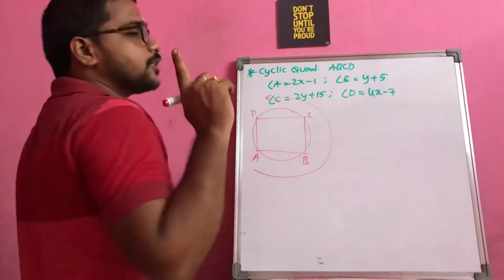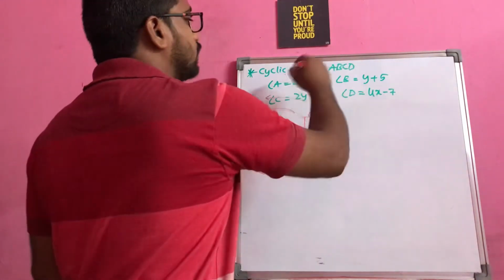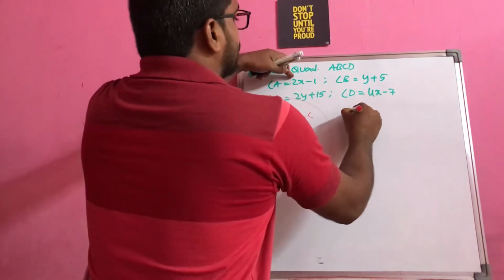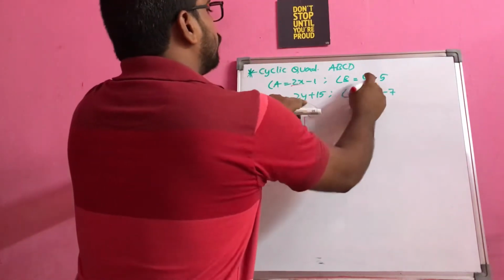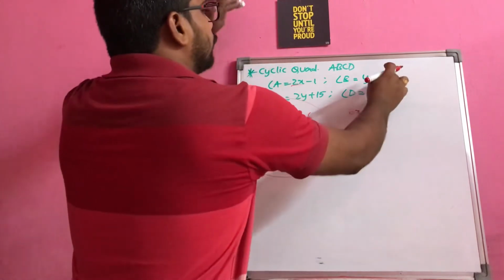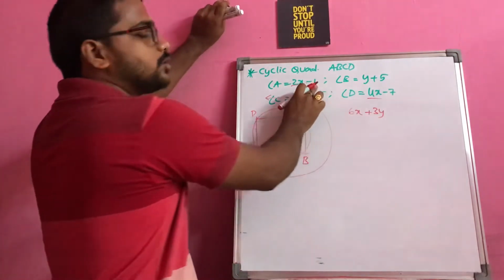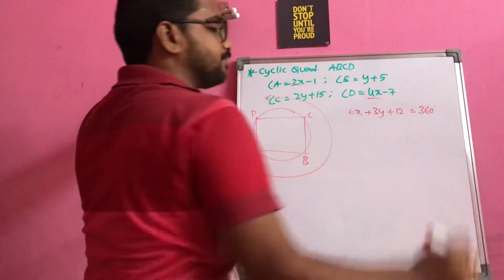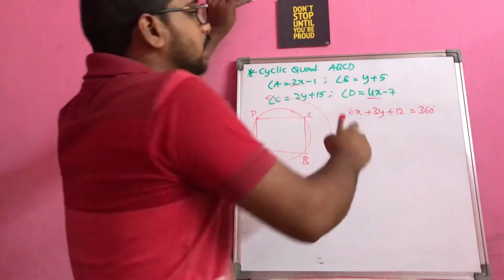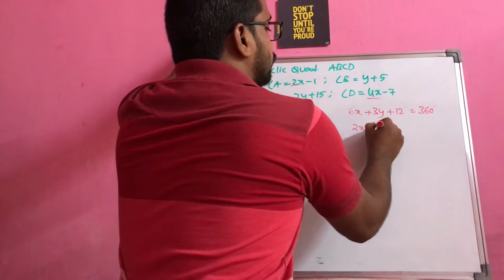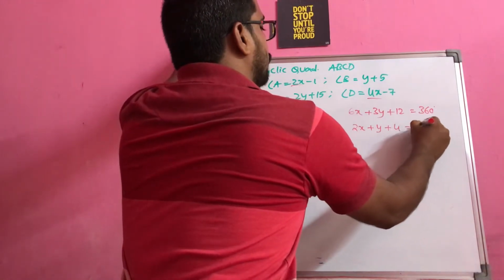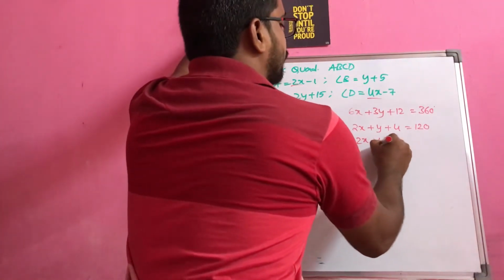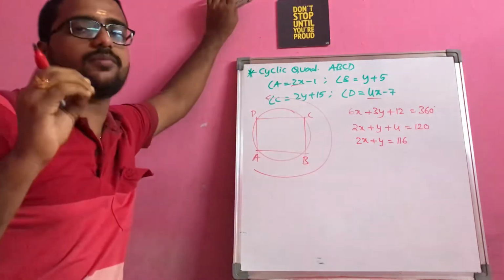Now see, the first point you can understand is that the sum of all these angles will become 360, that we are aware of. So if I go for that property, it is 6x, because 2x plus 4x, 2y plus y is 3y, 5 minus 7 minus 1 is minus 3, minus 3 plus 15 is 12, is equal to 360. This is the basic information. I can cancel out 3 throughout the equation. 2x plus y plus 4 is equal to 120. 3 I am cancelling out. So 2x plus y is equal to 116. This is the first information I am getting.